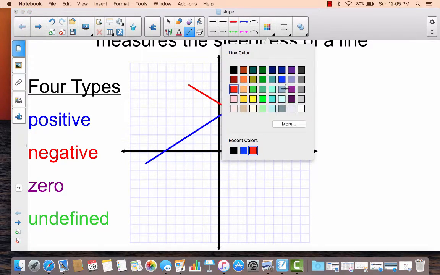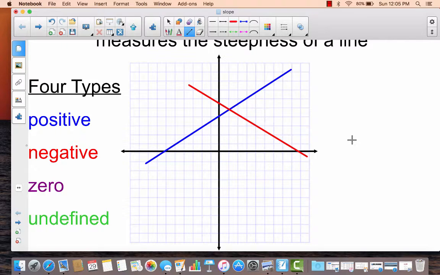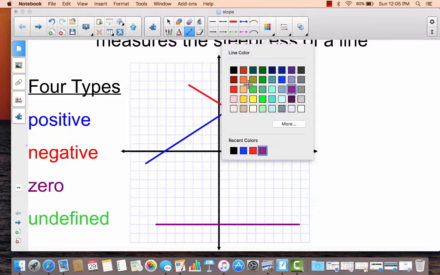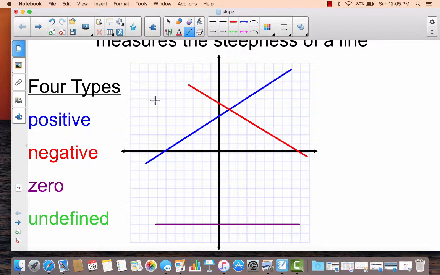If a slope is 0, then that means that my line is not steep at all. So a 0 slope is a horizontal line that runs perfectly flat from left to right. And the last category is called undefined. And an undefined slope is a vertical line, so that's running straight up and down. So please take a moment, make sure on your note sheet you have 4 coordinate grids. You should have one of these lines on each grid along with its name.